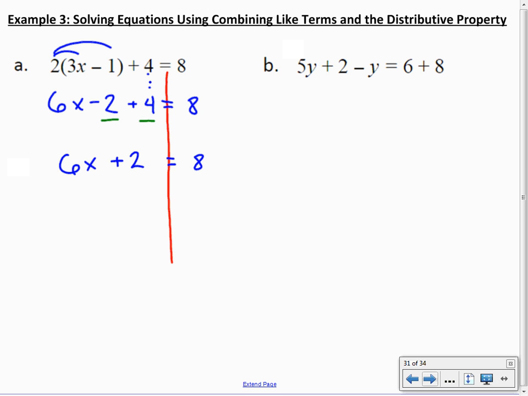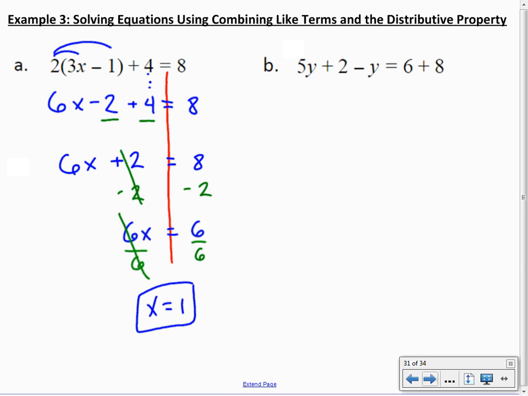So now we're solving equations just like we did in the last video. We're trying to get x by itself. We take care of addition, subtraction first. So I need to get rid of that plus 2 by subtracting 2 from each side. Now we have 6x equal to 6. We divide each side by 6. These cancel, and we're left with x is equal to 1. So distributing and combining like terms allows us to work with more challenging and complex equations. It lets us solve them more easily.